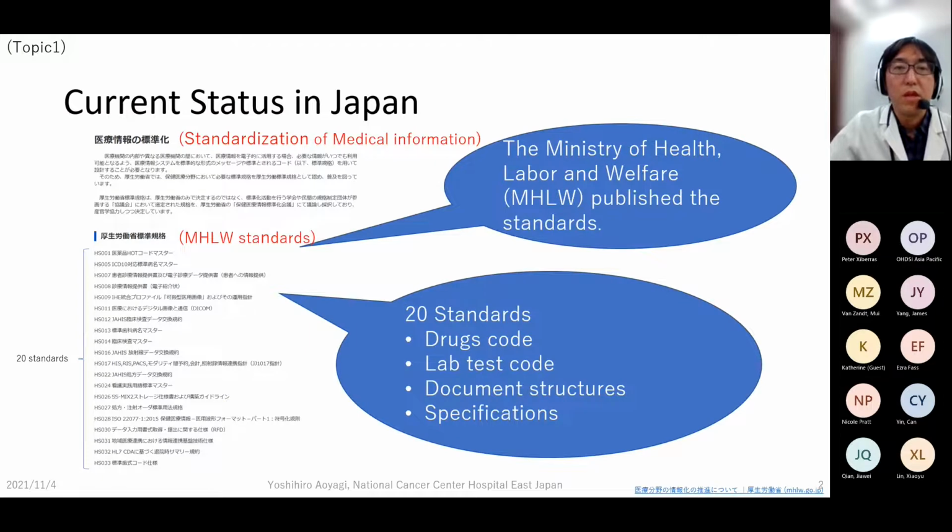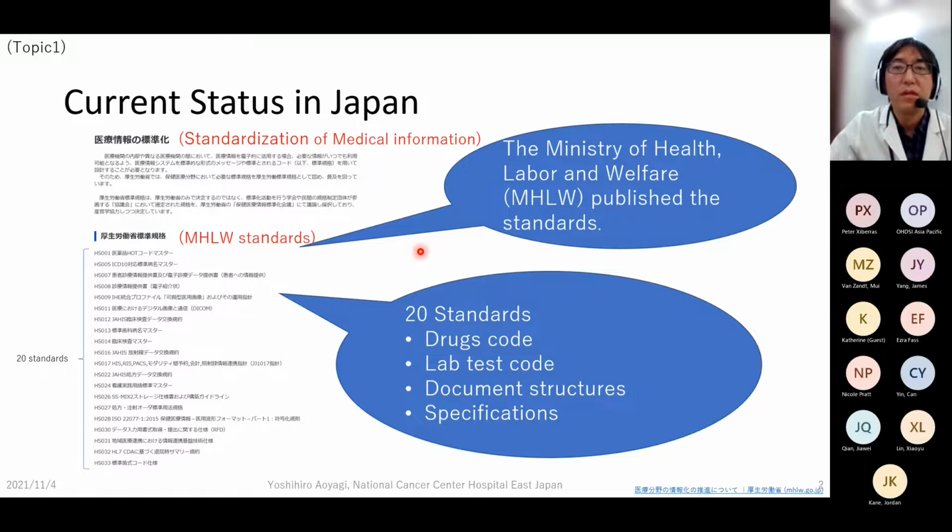So this is an MHLW website. That's why it is written in Japanese. The ministry realized the importance of standardization of medical information. They have published 20 standards so far. For example, codes for drugs and lab tests, document structure such as medical information sheets, and the spec for linking between EMR and subsystems. But they are not widely used. I consider it a problem.